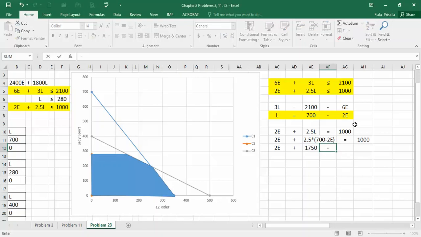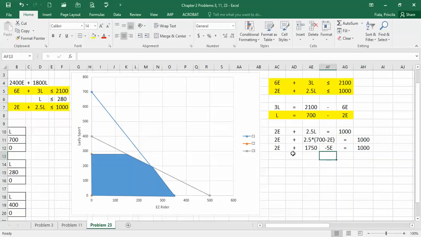Minus 2.5 times 2E, it's 5E. You following me? Let me put it like this, 2.5 times 2 is 5. But see how you have the E over here? So 2.5 times 2E is minus 5E equals 1,000.